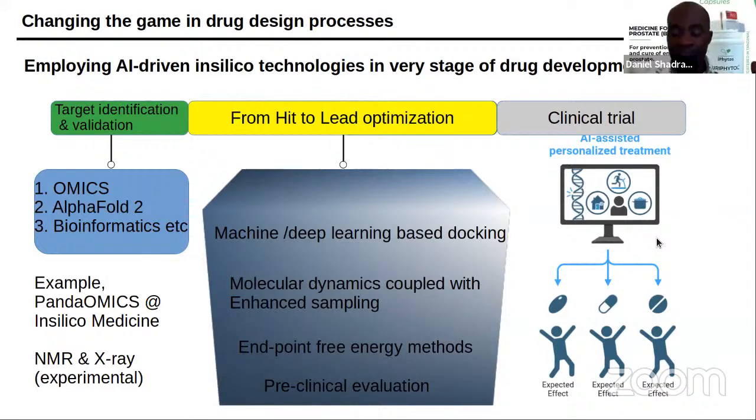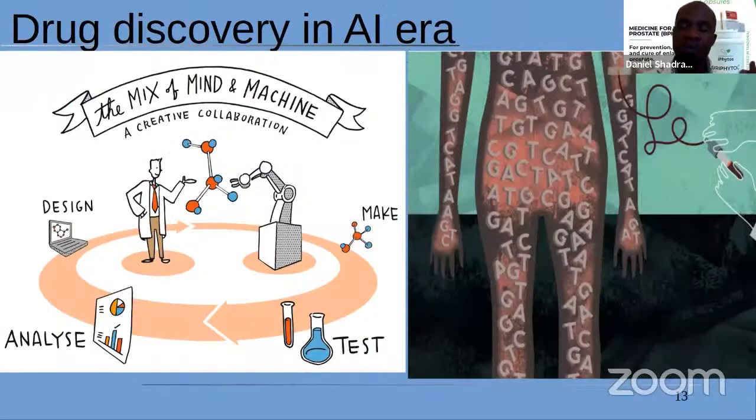And then I will talk about the previous stages that have been employed in clinical trials and the next aspect, where we try to visualize how it is going to be. So the issue is there is a mixture of machine and mind. So let's design, let's make, let's test with the combination of this.